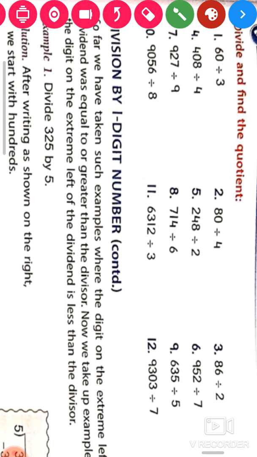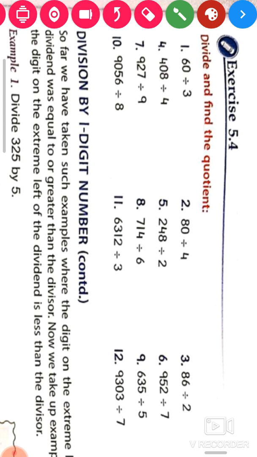Okay kids, today we have done this 3-digit division by a 1 digit number from your book exercise. Tomorrow after revising it, we will start our next concept. Okay.